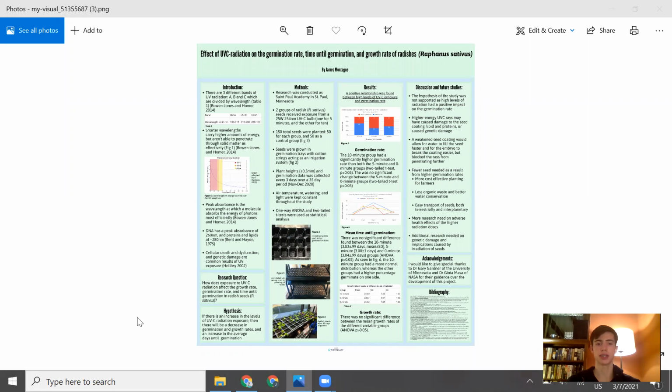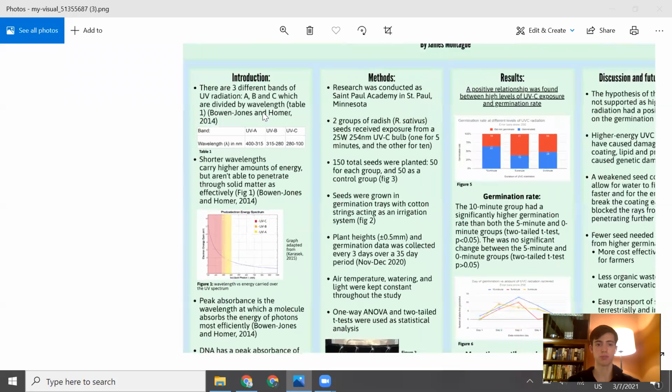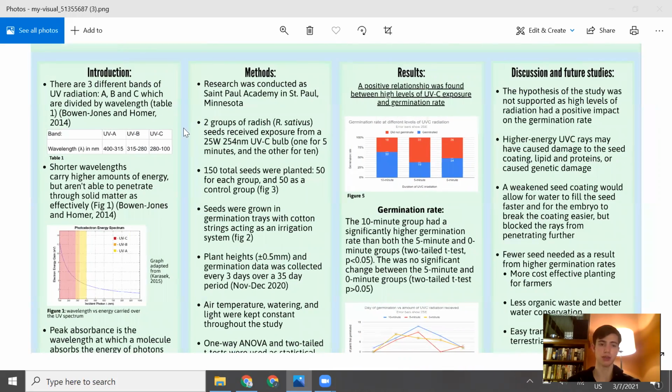The effect of UVC radiation on the germination rate, time till germination, and growth rate of radishes, Raphanus sativus, by George James Montague. Introduction. There are three different bands of UV radiation, A, B, and C, which are divided by wavelength. UVA has the longest wavelength, from 400 to 315 nanometers. UVB is in the middle, with 315 to 280 nanometers. UVC is the shortest, from 280 to 100 nanometers.